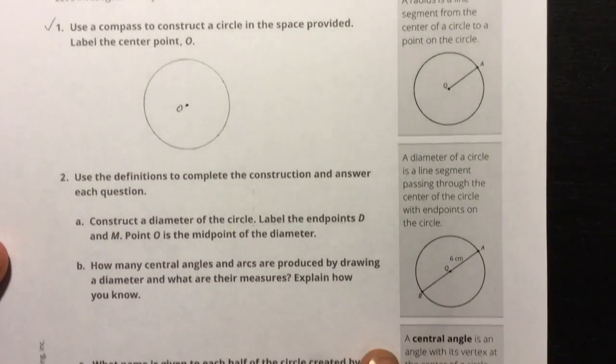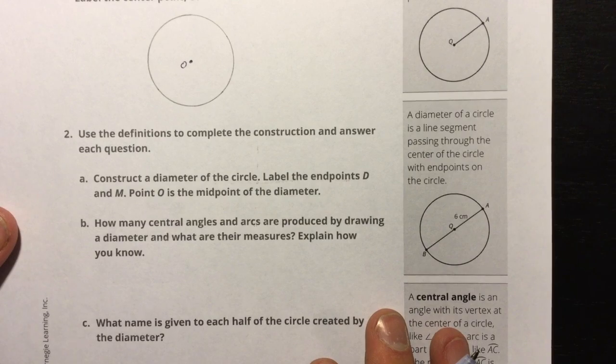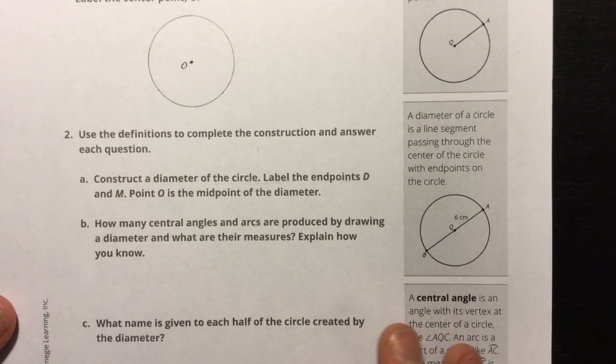So here we go. A says construct a diameter of the circle. Label the endpoints D and M. Point O is the midpoint of the diameter.